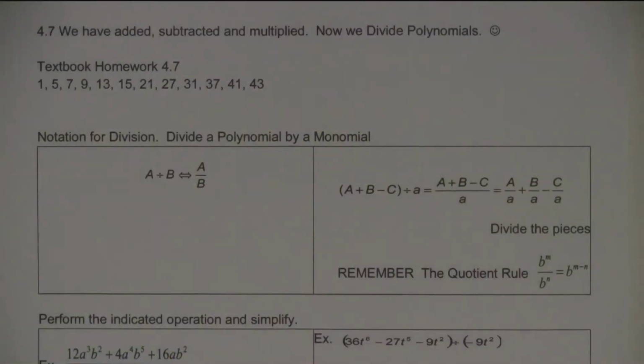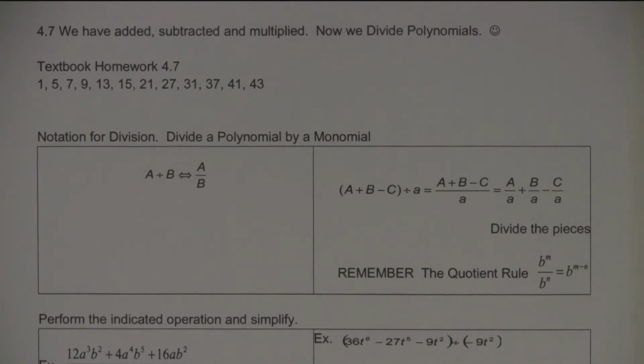So we've had a section on adding and subtracting polynomials. We had 2 sections on multiplying polynomials. And now you probably guessed there's going to be a section on dividing polynomials. And in fact, there's 2. And this is the first one of 2. So this is 4.7 and it's on division of polynomials.